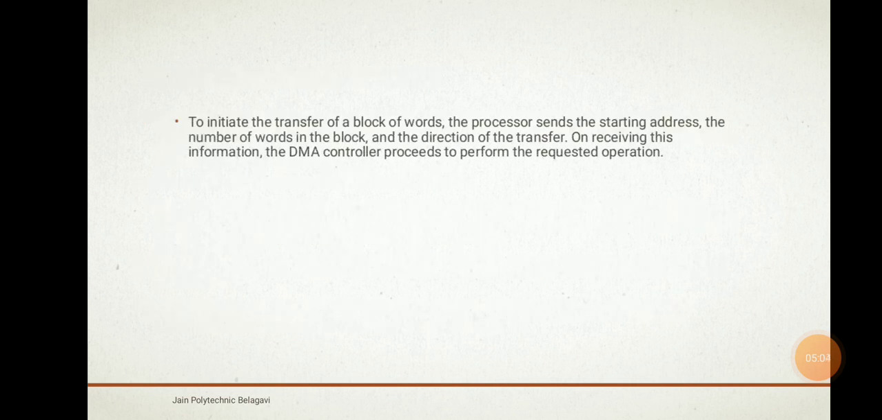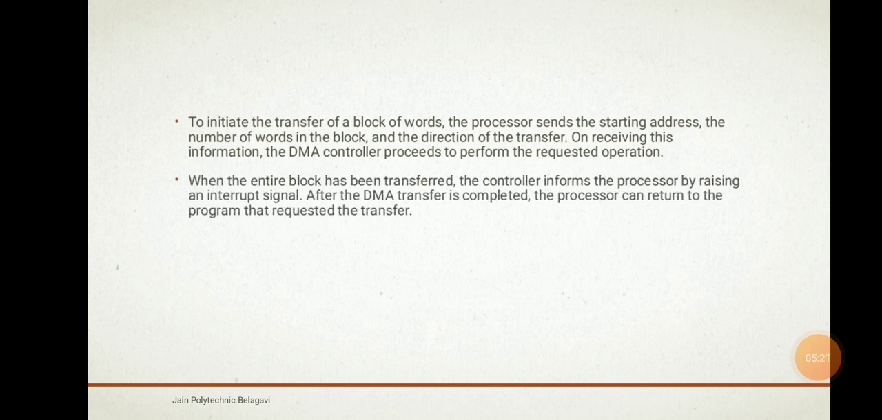To initiate the transfer of a block of words, first the processor sends the starting address, the number of words in the block, as well as the direction of transfer. On receiving this information, the DMA controller will proceed to perform the requested operation. When the entire block has been transferred, the controller will inform the processor by raising an interrupt signal. After a DMA transfer is completed, the processor can return to the program that requested the transfer.